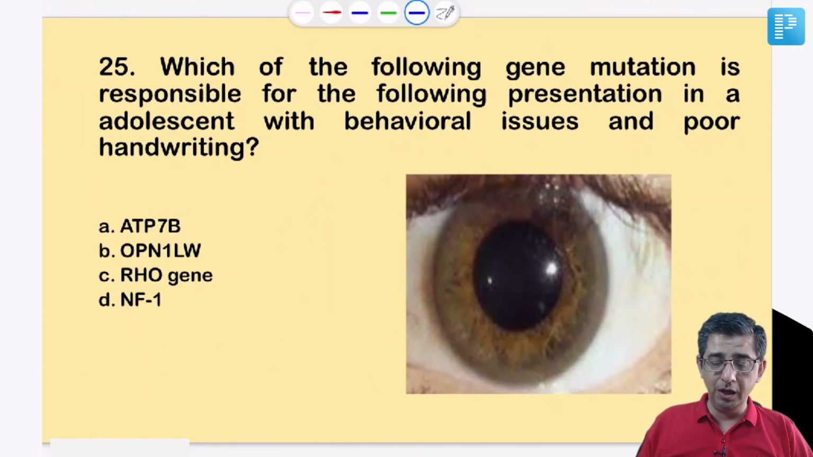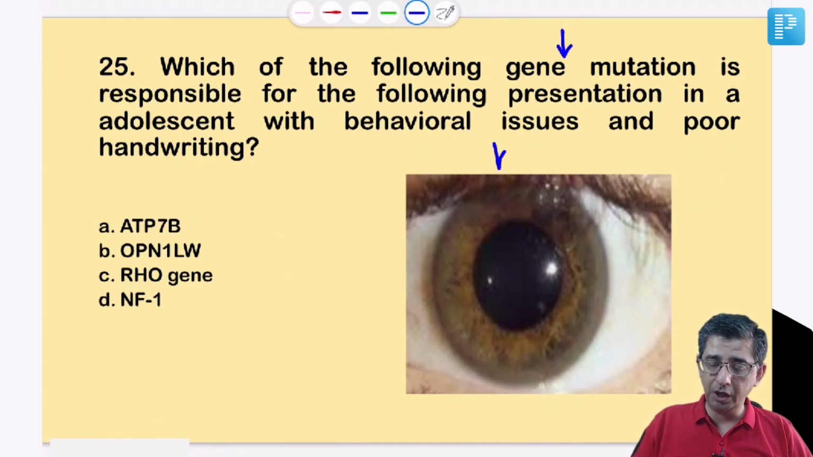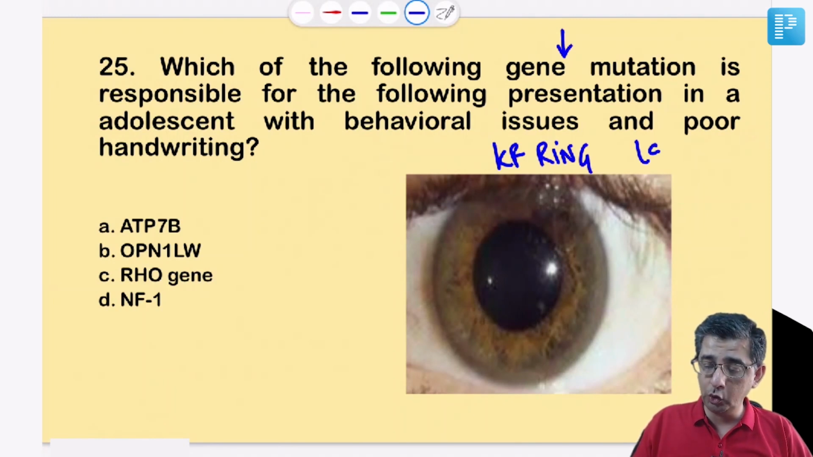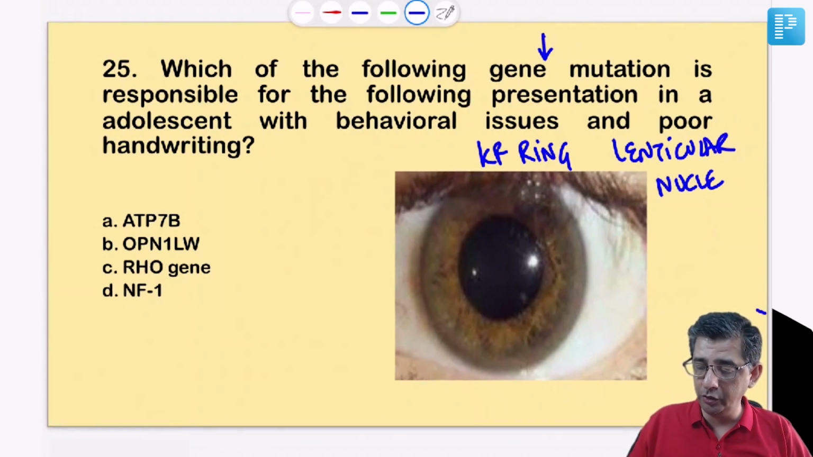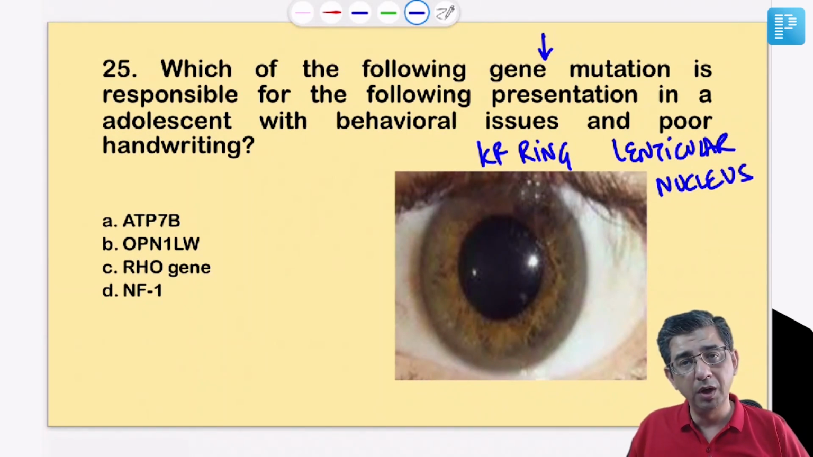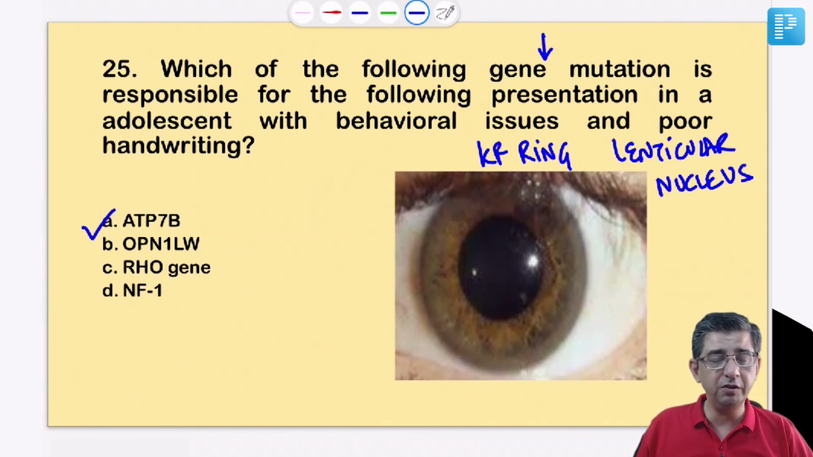He talked about a gene mutation in an adolescent with behavioral issues and poor handwriting. You very well know that in Wilson disease, apart from the KF ring that you can pick up, the damage to the basal ganglia can contribute to behavioral issues initially. The basal ganglia affected in this case is the lenticular nucleus. So you could have dystonia and poor handwriting. The gene responsible for Wilson disease, which is the diagnosis, would be ATP7B.